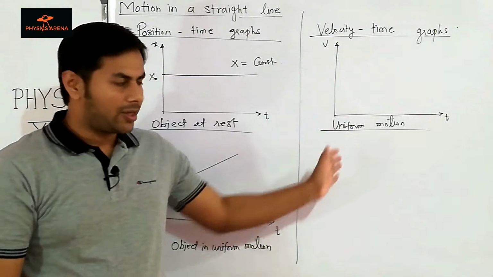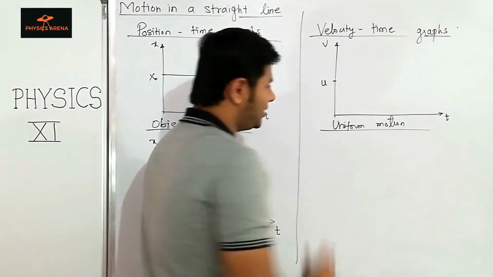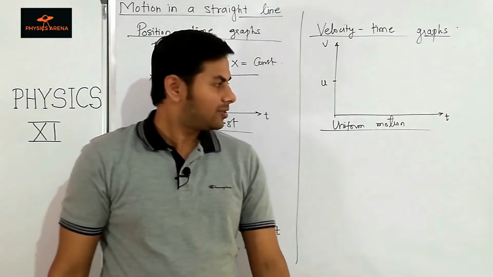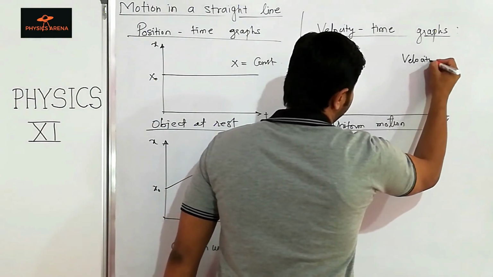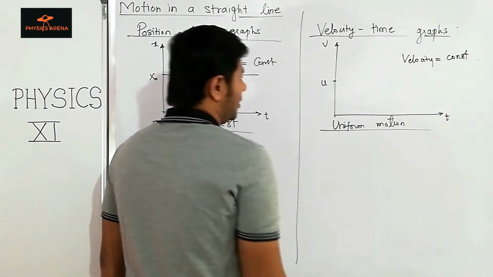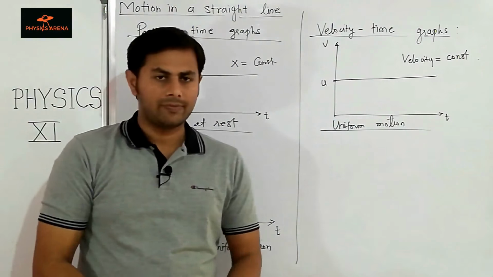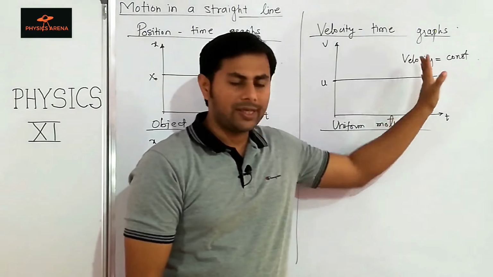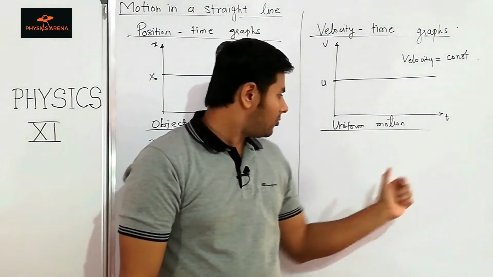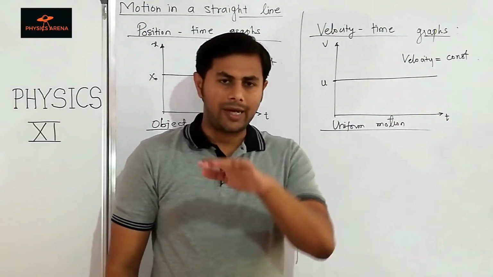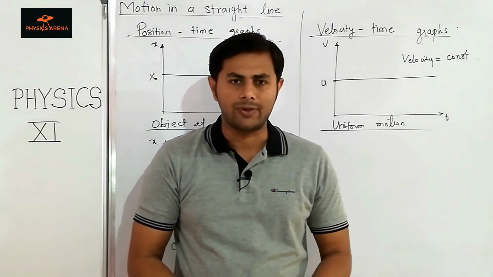Similarly here, this graph will start at this velocity u, which is the starting velocity or initial velocity, and here velocity is constant. That's why this graph will be parallel to the time axis, just like this. Here position is constant, in this case the velocity is constant. So the velocity versus time graph for the case of uniform motion is going to be parallel to the time axis, starting from the initial velocity.